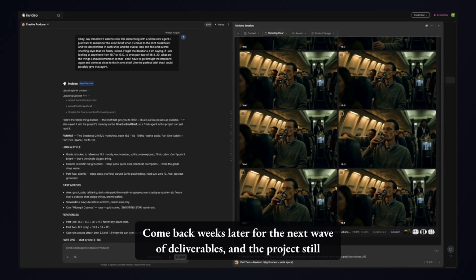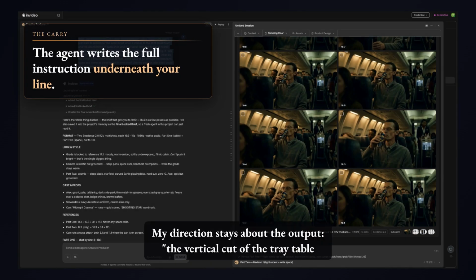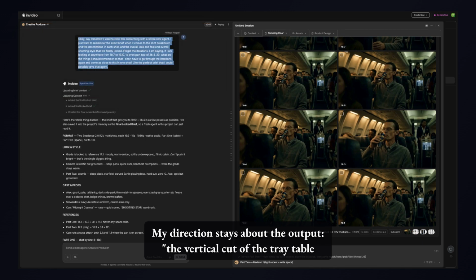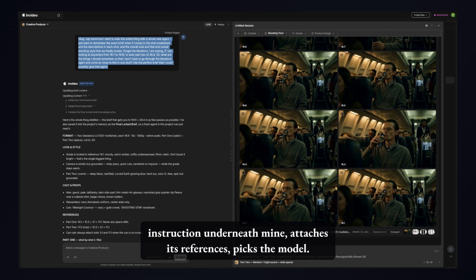How does the lock reach each output? Invideo agent carries it into every generation itself. My direction stays about the output. The vertical cut of the tray table moment. The agent pulls the product's sheet from context, writes the full instruction underneath mine, picks the model. I never reattach anything, because the current lock is the only lock.